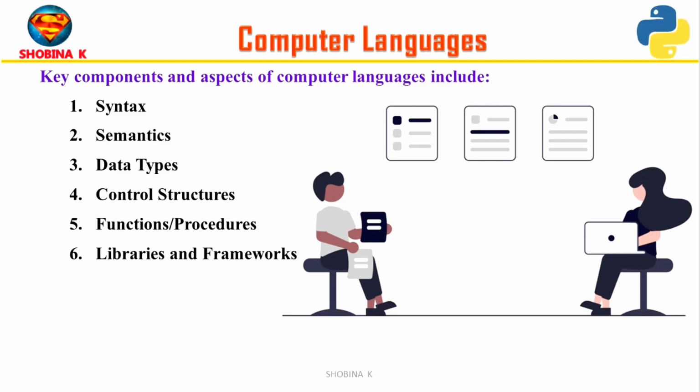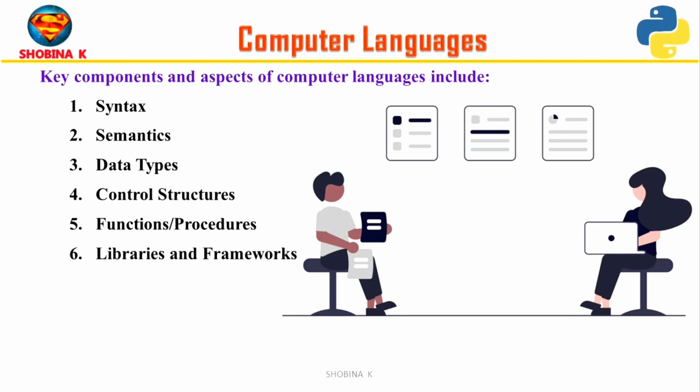The first component is syntax. It is a set of rules that dictates the structure and arrangement of symbols, keywords, and expressions to form a valid instruction. Next, we have semantics. The meaning or the interpretation of the symbols, expressions, and instructions in the programming language is called semantics. It defines how the program behaves when executed.